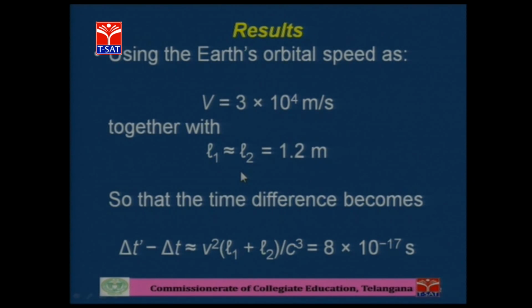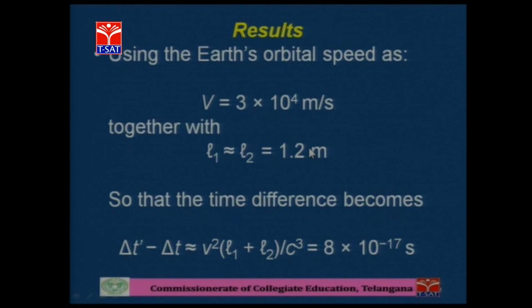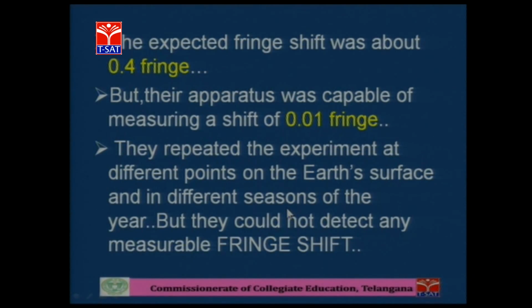From this equation, we take L1 and L2 to be L, which is 1.2 meter, and the velocity of the earth, its orbital speed, to be 3 into 10 power 4 meter per second. The time difference becomes delta t equal to v square into (L1 plus L2) by c cube. Substituting L1 as 1.2, L2 as 1.2 and v as 3 into 10 power 4, we get 8 into 10 power minus 17 seconds. So the expected fringe shift based on this experiment should be 0.4 fringe.